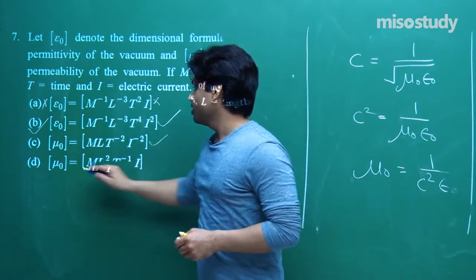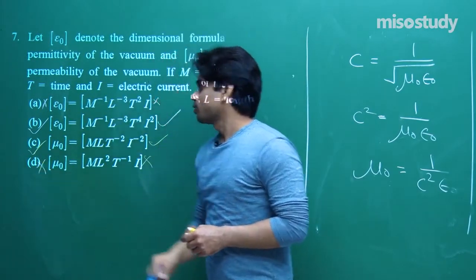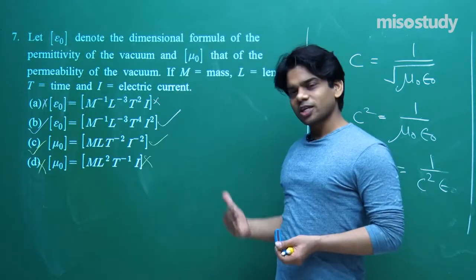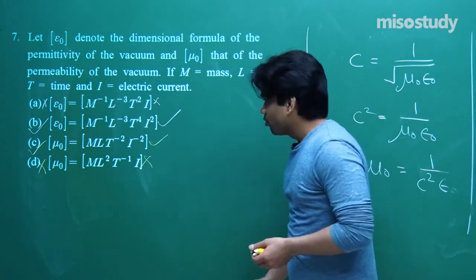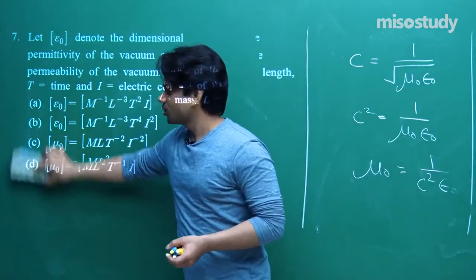Option number C is correctly matching, and D will be again an incorrect response. So B and C are the right answers for this. If you mark B, you will get plus 1. If you mark B and C, you will get plus 4 marks here. And if you mark any of the incorrect ones, then you will get no marks for this question.